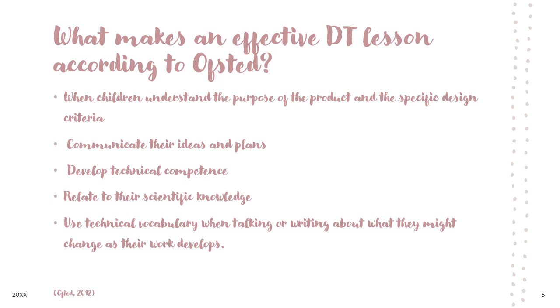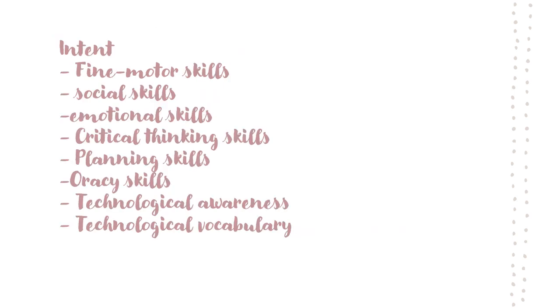The intent of this unit is to develop children's fine motor skills through safely using tools and experimenting with joining techniques to create an end product. Social, emotional and oracy skills will be developed through group discussion and mixed attaining grouping. Critical thinking skills will be encouraged through the use of probing questions and evaluating their work. This will develop planning skills and enhance their technological awareness and vocabulary.